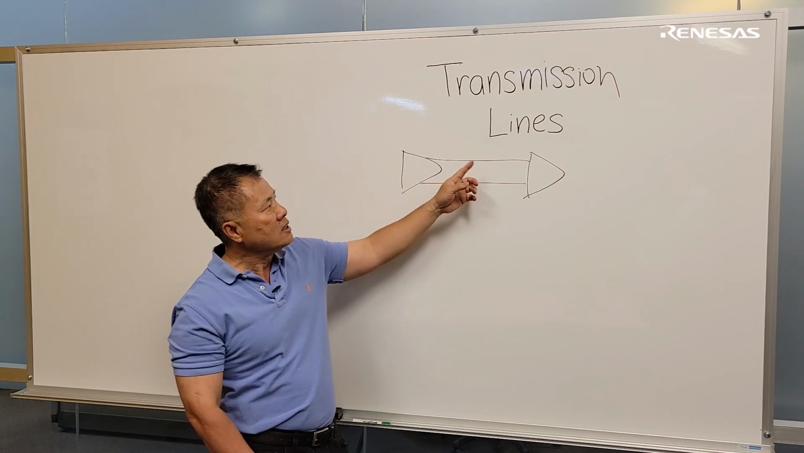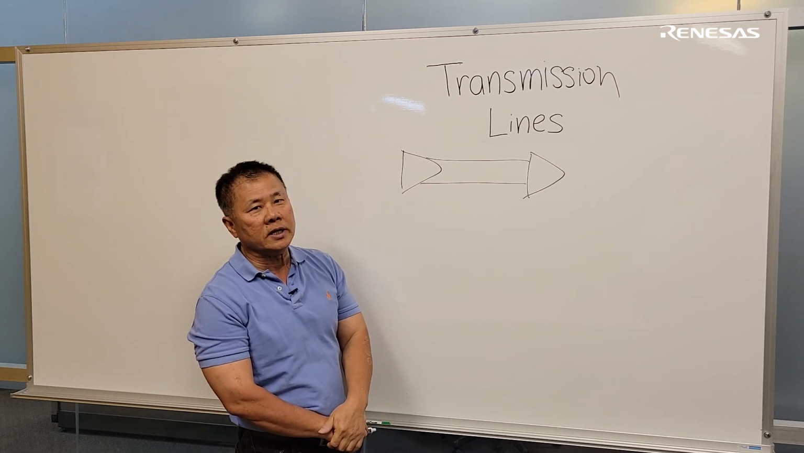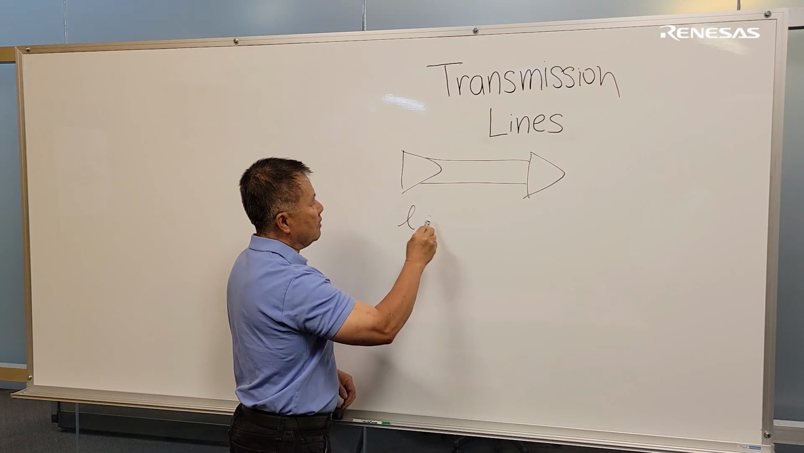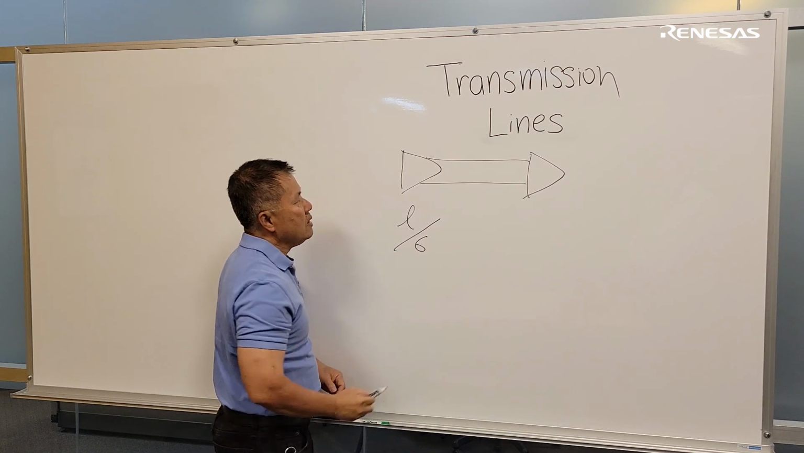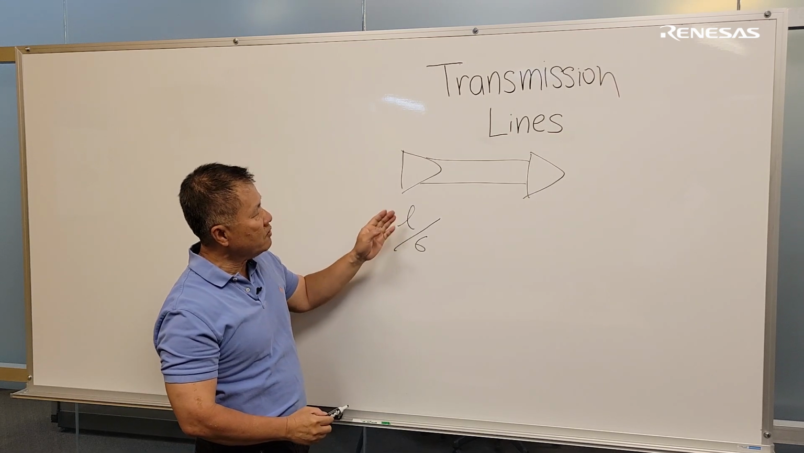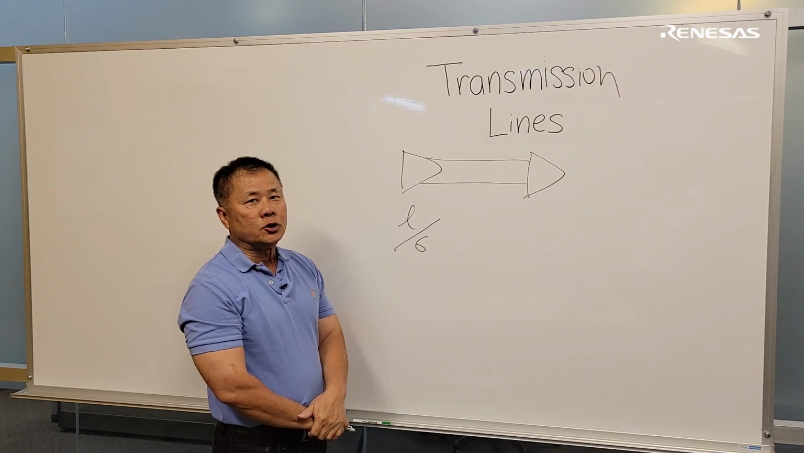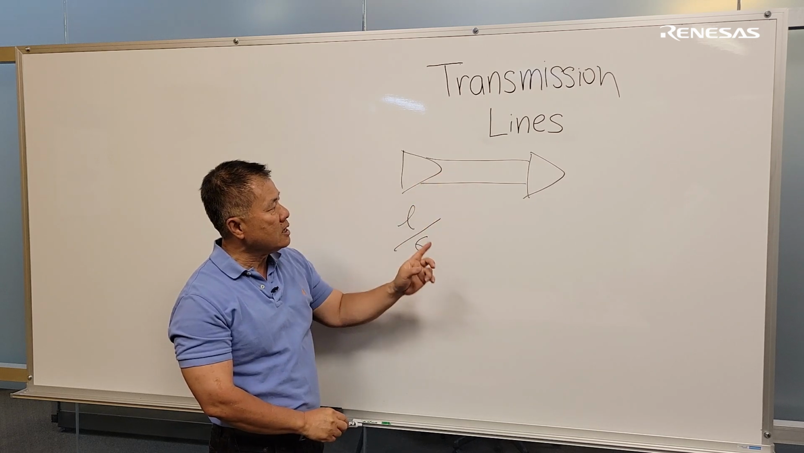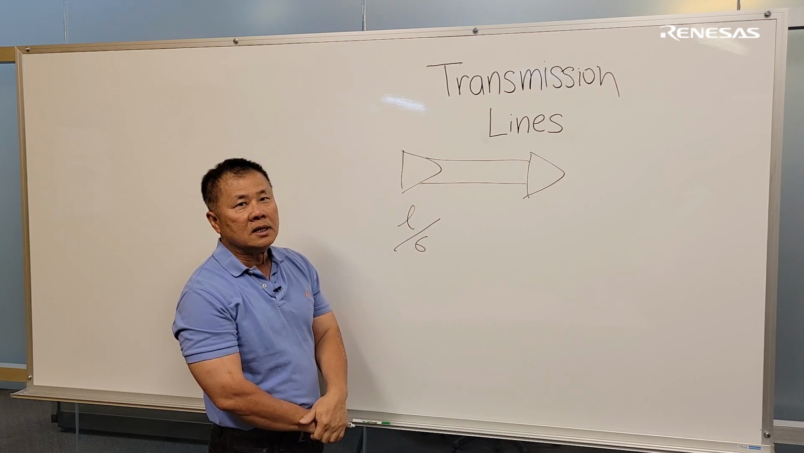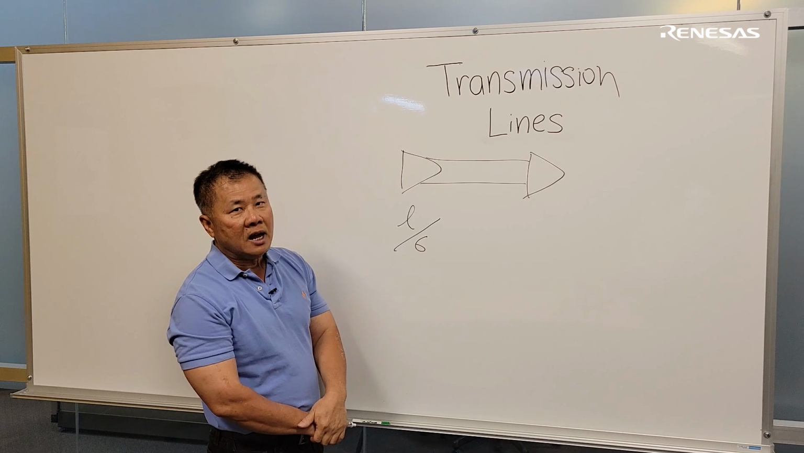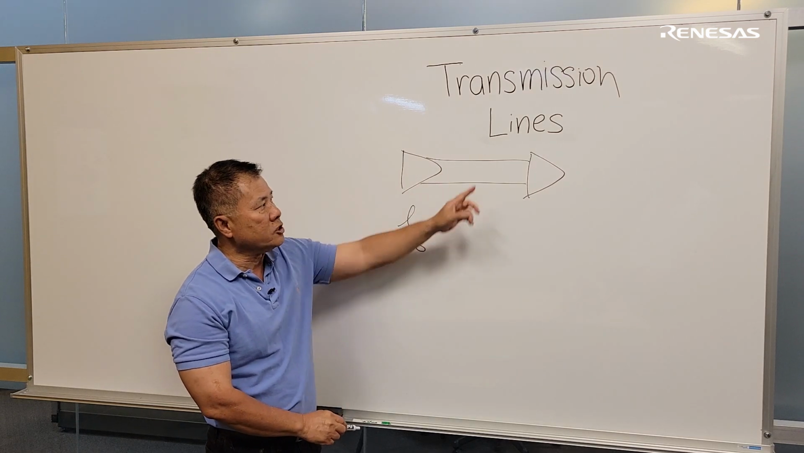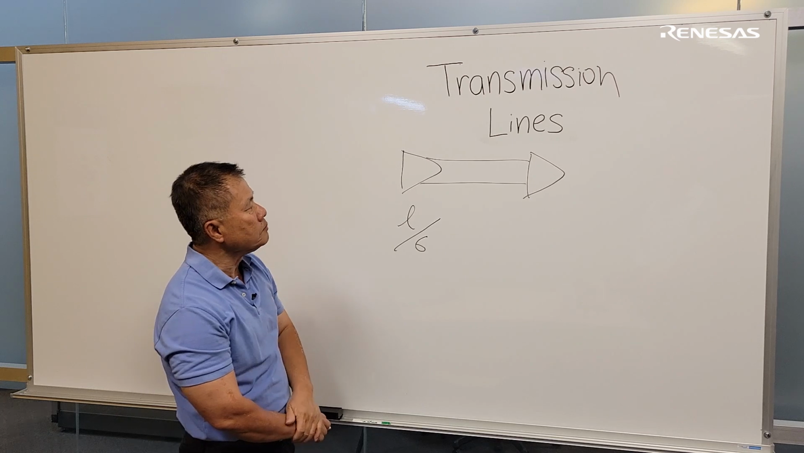So how long is a long trace and how short is a short trace? That will depend on the effective length. Anything shorter than 1/6 of the effective length, we can treat as a lump. If the connection is longer than 1/6 effective length, then we can treat it as a transmission line. So the impedance needs to be controlled and match load termination is needed.